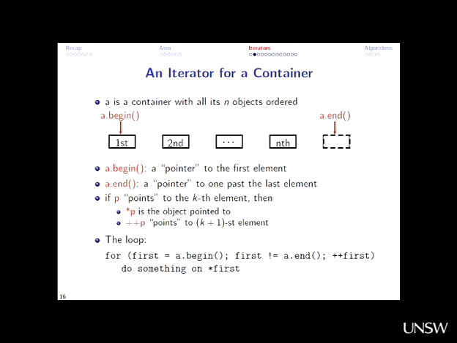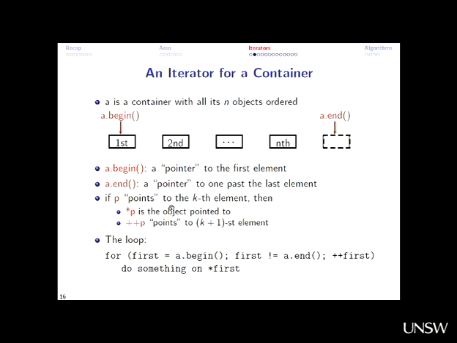So here's an iterator for a container. A is a container, and it's got n objects ordered in a particular way. A.begin points to the first element in that container. A.end points to one position past the last element, whatever that means. In a sequential container, it kind of makes sense. For an associative container, that is a little more abstract, but you've got this a.end, this end iterator, which is pointing to something past the end of the container.